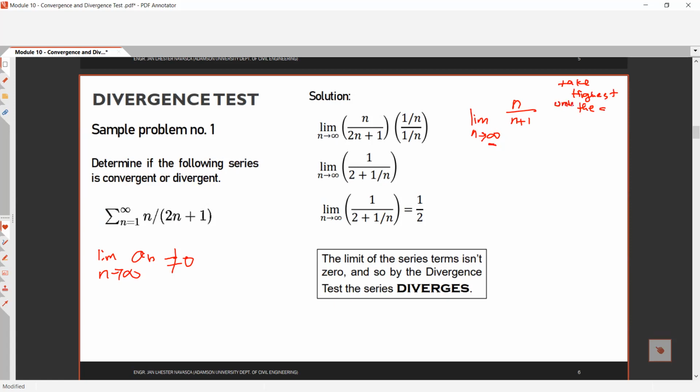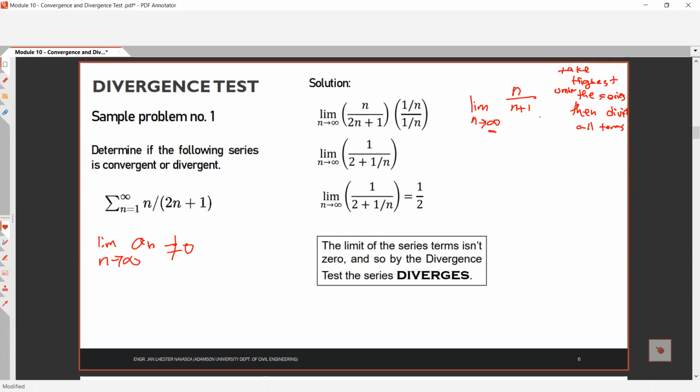Highest order of the series. Then divide all terms. Okay. So in this series, you have n over, sorry, this one should be 2n plus 1. n over 2n plus 1.